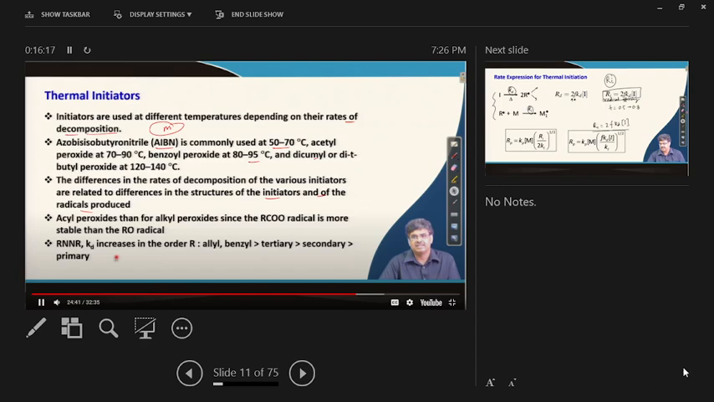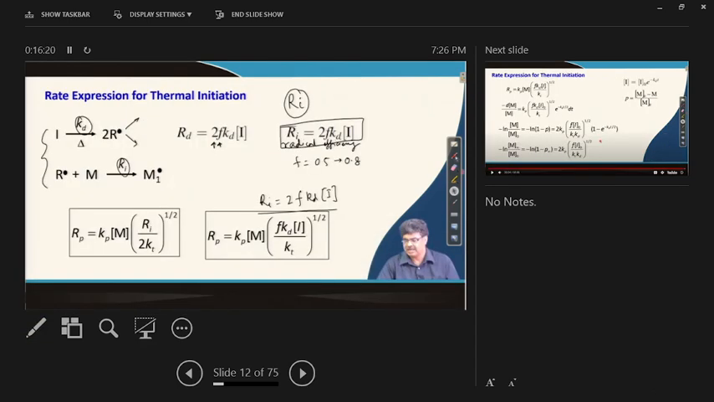Okay, from here we can understand the rate expression of thermal initiation. We already know that the rate of dissociation is equal to 2f kd[I], which means how much radical is finally effective. So we need to apply this f here, then 2f kd[I]. All of this we already know.